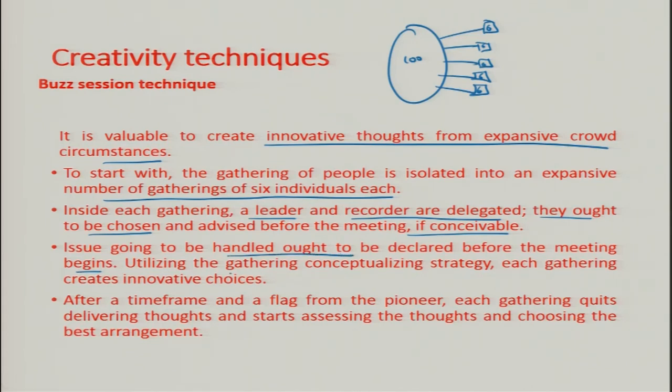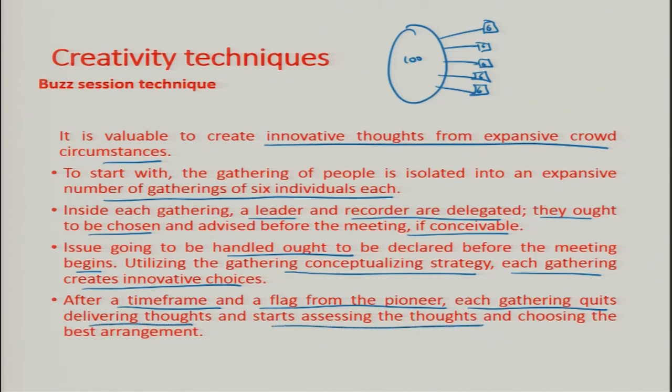Utilizing the group brainstorming strategy, each group creates innovative options. After a time frame and a flag from the leader, each group stops producing ideas and starts assessing the ideas and choosing the best solution. So what happens? Each group has a list of ideas.